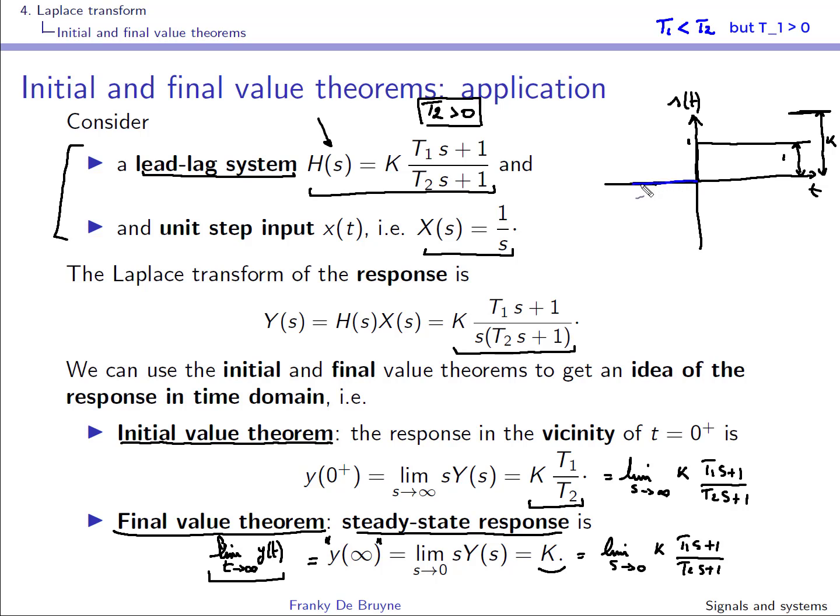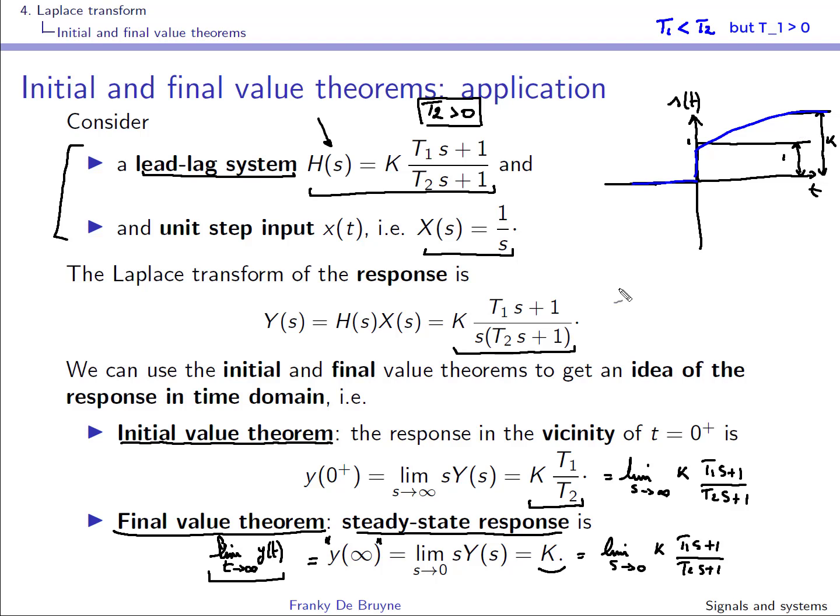It's a causal system, causal input, so it does not react before t is equal to 0. And since t1 is smaller than t2, k t1 divided by t2 will be smaller than k. So let's take this value over here, and from there on it will look something like this. So this is a typical response when t1 is smaller than t2.